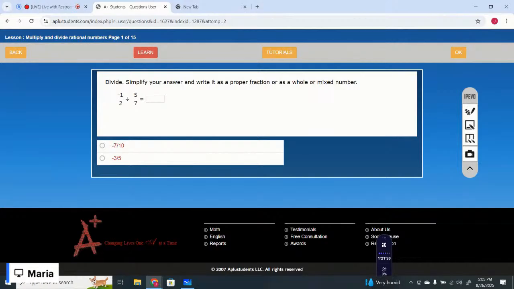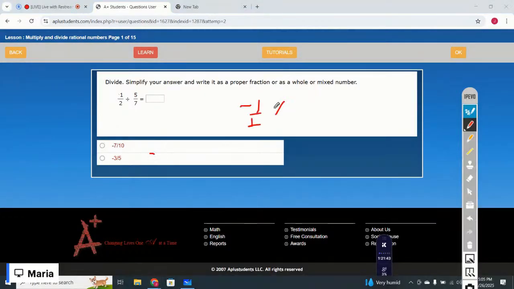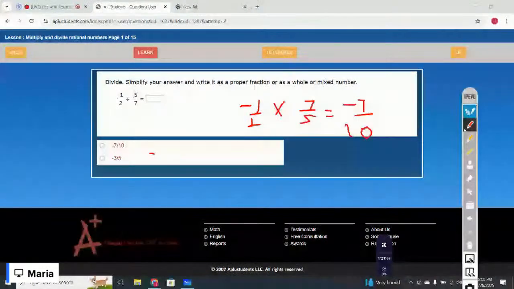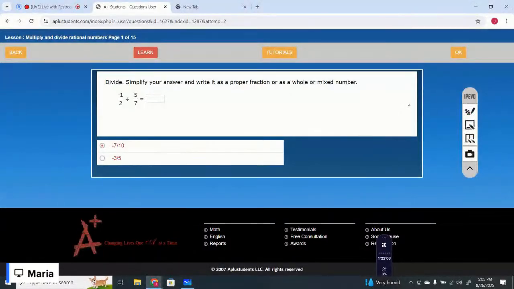Negative 1 by 2 divided by 5 over 7. So replace the division sign with multiplication and the reciprocal, that is negative 7 over 10. Option number 1 is the correct option. That is negative 7 over 10. That is the correct option.